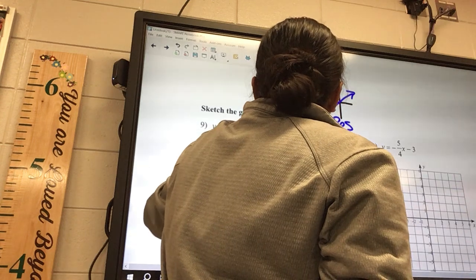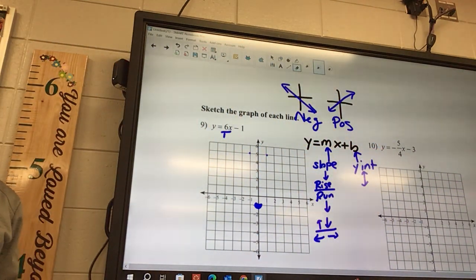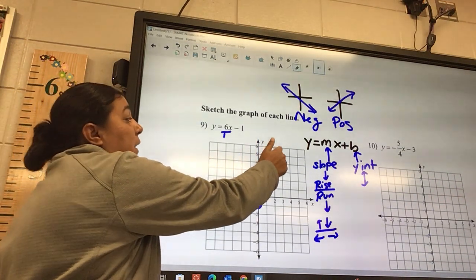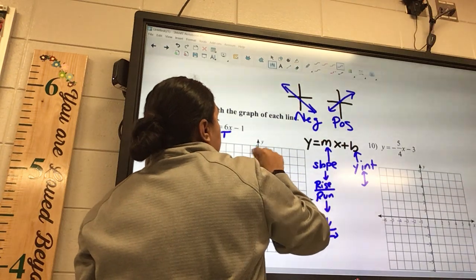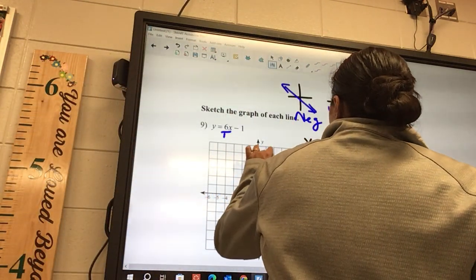Okay, now let's think about it. I need a positive or negative line? I need a positive line. So which dot, either over 1 this way or over 1 this way, is going to give me a positive line? To the right. Okay, so this is going to be my dot.